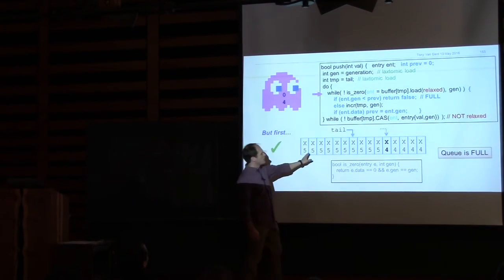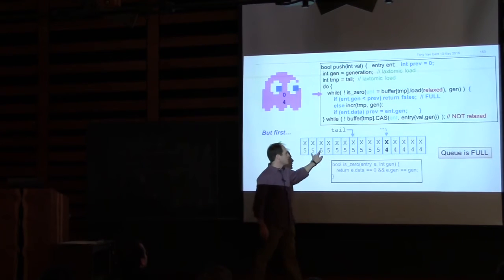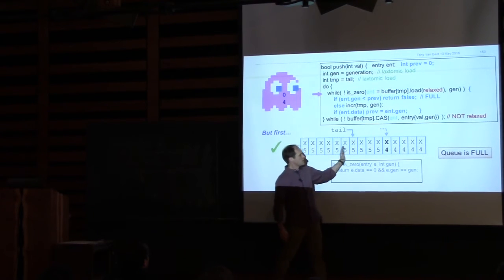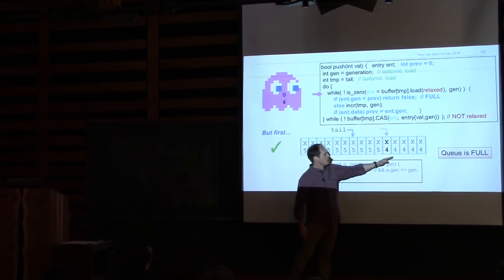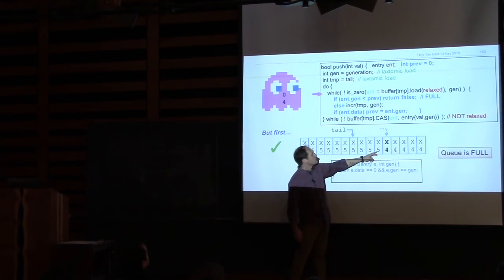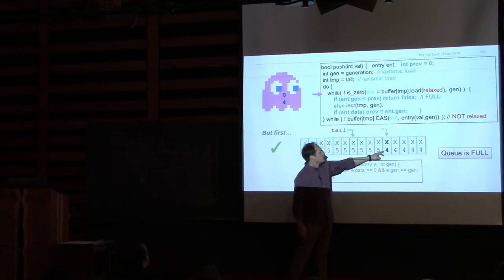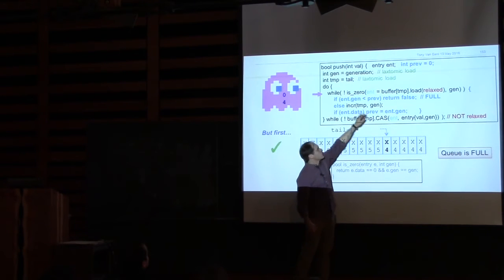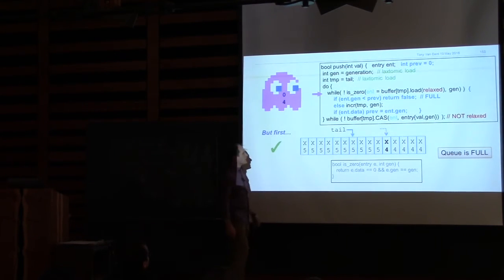So we need something, and like Michael was pointing out, the number on this side is always higher and drops down and never goes up again. So I can keep track of what my last generation I found was and see if I dip down a generation. That's what this code's trying to do. And say, okay, the queue must be full.